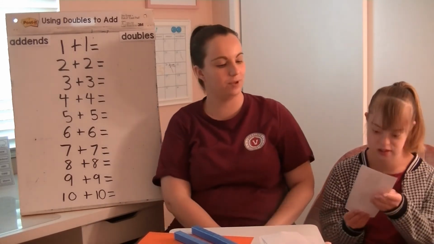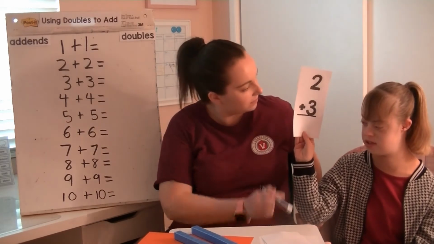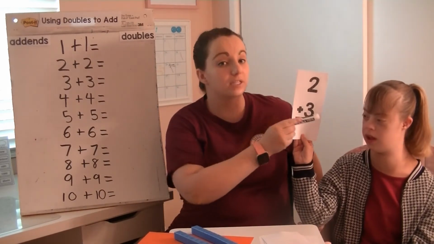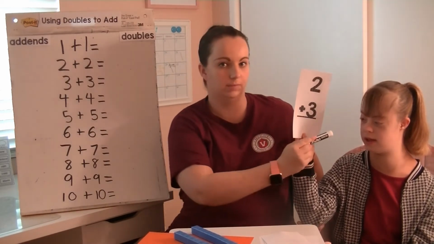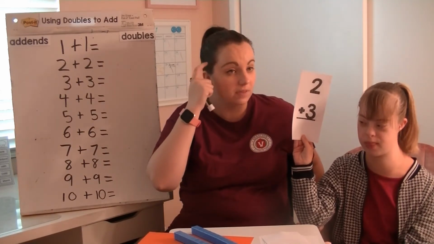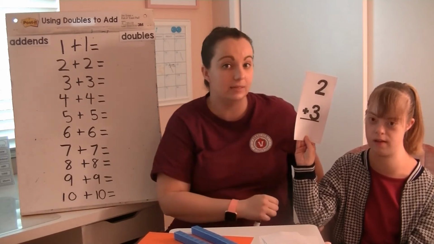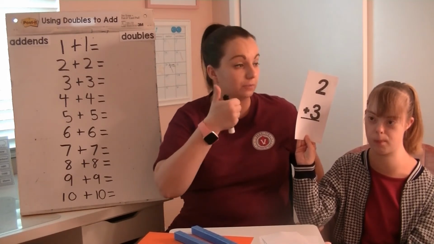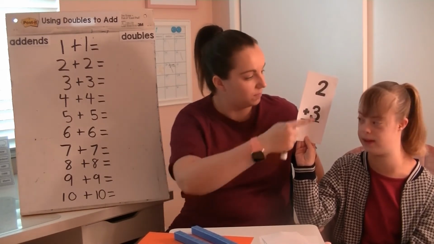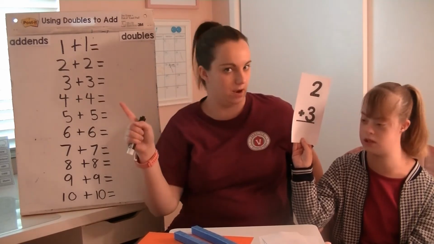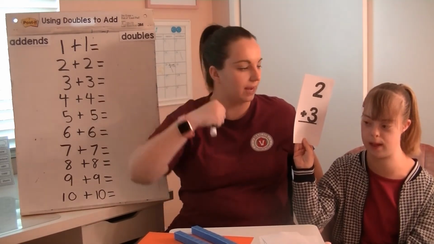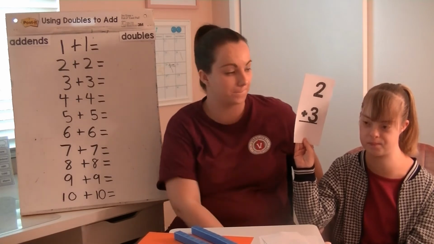Okay, our next problem. The next problem says 2 + 3 =. If you're able to follow along, be thinking, are 2 and 3 the same addend, the same number, that we get a thumbs up because it's a doubles problem, or are they different numbers that it's not a doubles problem? Kaylee and I will be quiet while you think.